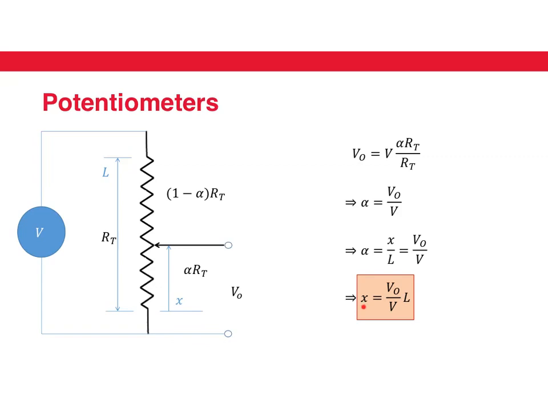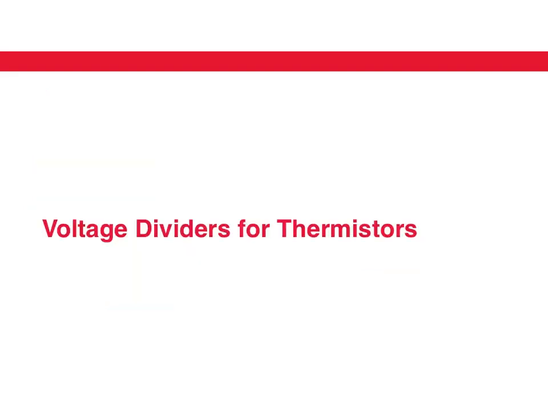You can see that you can get X, which is the displacement of the wiper from one end of the potentiometer, as a function of the output voltage. Therefore, if you measure the output voltage, you can get the displacement of the potentiometer. Okay, so next, let's take a look at one example where we put a sensor in a voltage divider and how it works out.